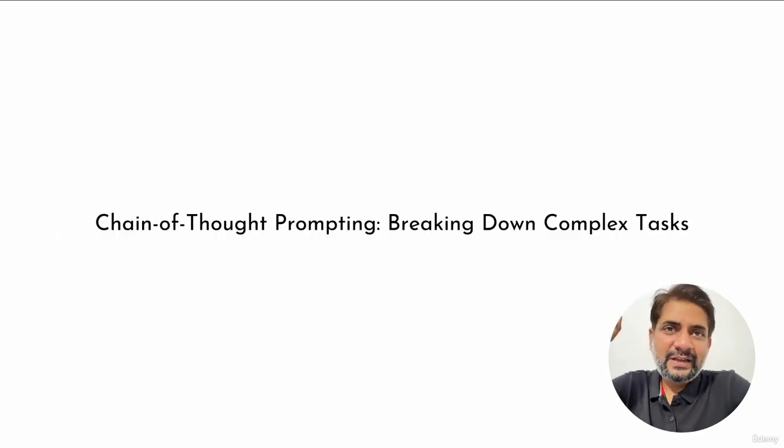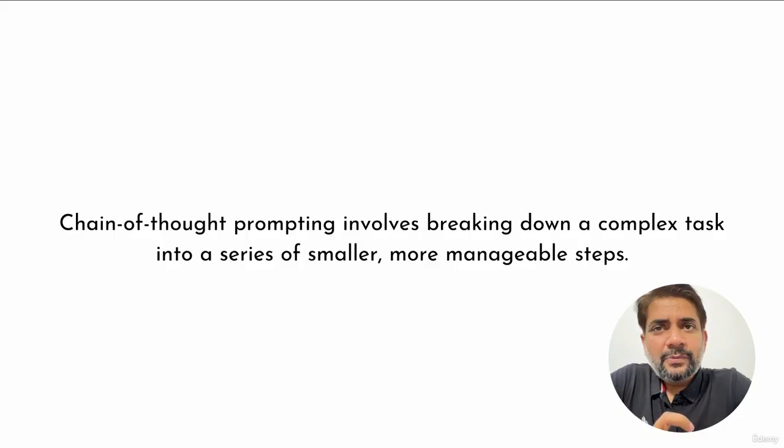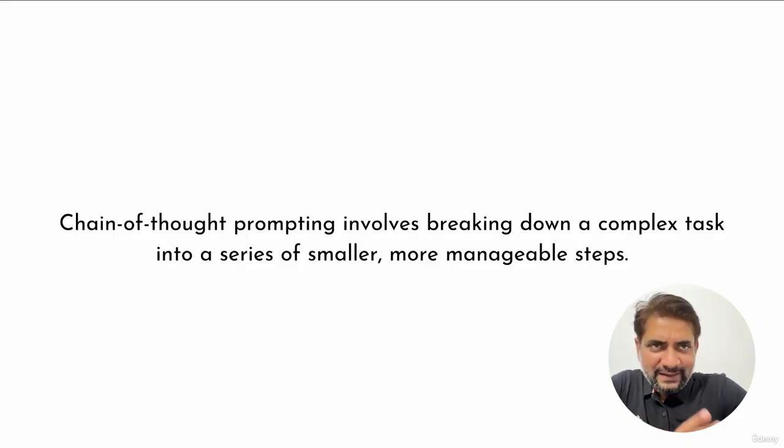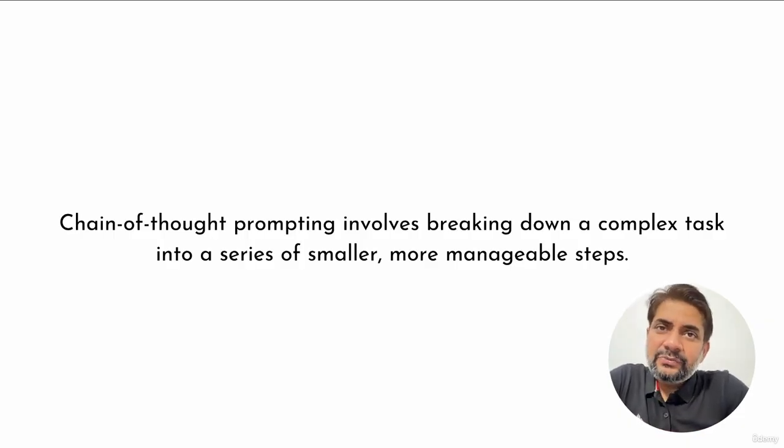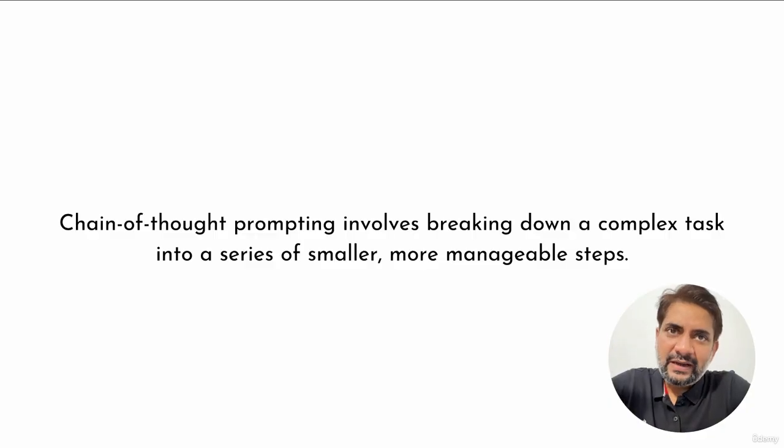Chain of thought prompting: breaking down complex tasks. What is this? Chain of thought prompting involves breaking down a complex task into a series of smaller and more manageable steps. So let's say, for example, you are creating a Facebook marketing campaign. Now, when you create a Facebook marketing campaign, there would be a lot of steps involved, right? It is not that you just go and create an ad.